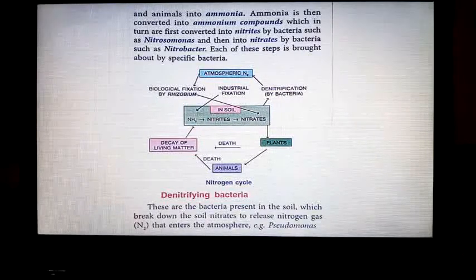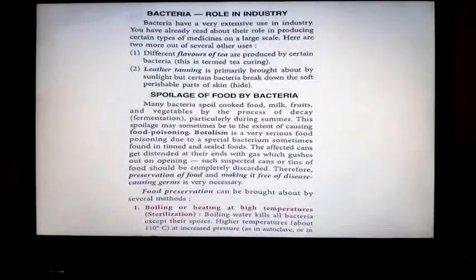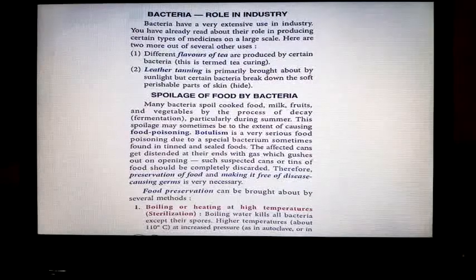That going back is done by another set of bacteria called denitrifying bacteria, which are present in the soil. They break down the soil nitrates to release nitrogen gas that enters into the atmosphere. An example is Pseudomonas. Got it? Did you understand?